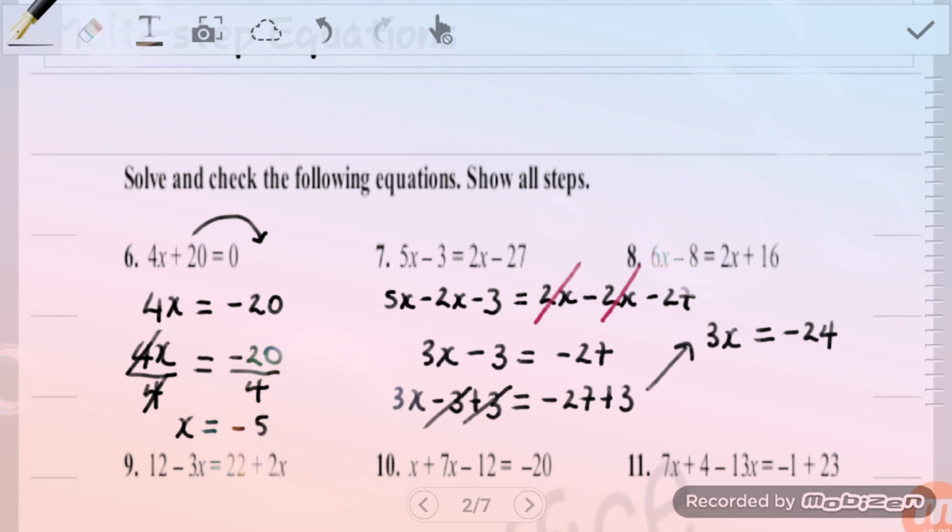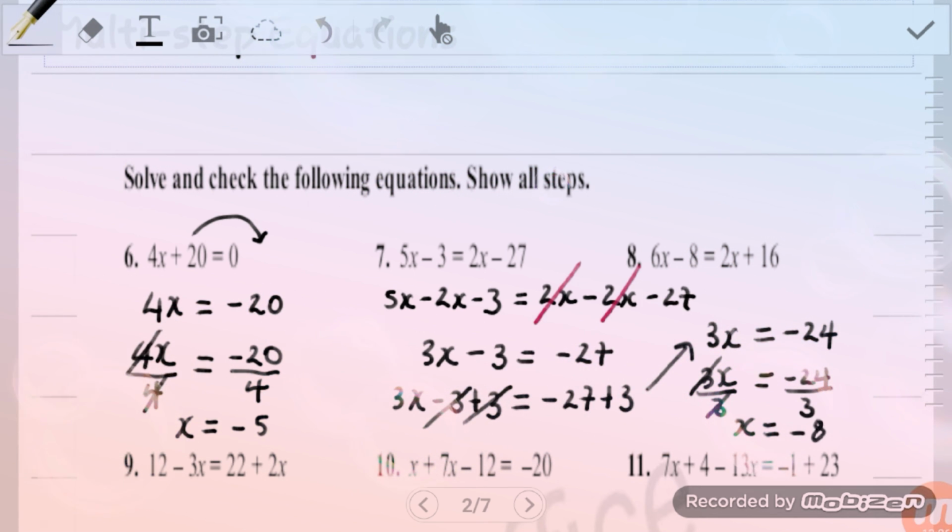Okay, now we can balance both sides of the equation here by dividing both sides by 3, and we'll end up with 3x divided by 3 is equal to negative 24 divided by 3. Cancelling out here, we'll get a final result here that x is equal to minus 8. Alright, and that is our solution.